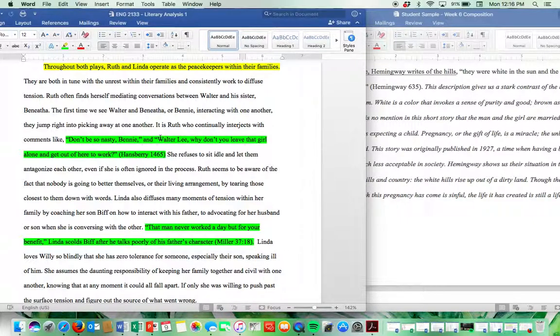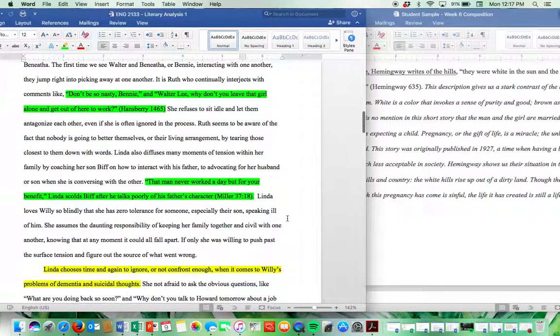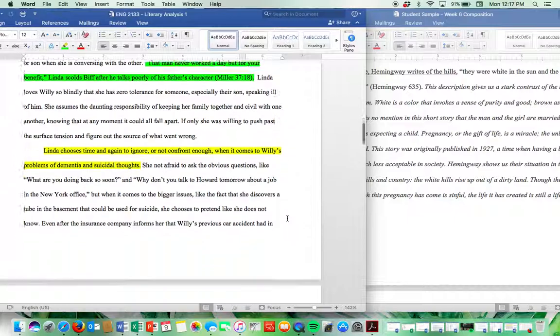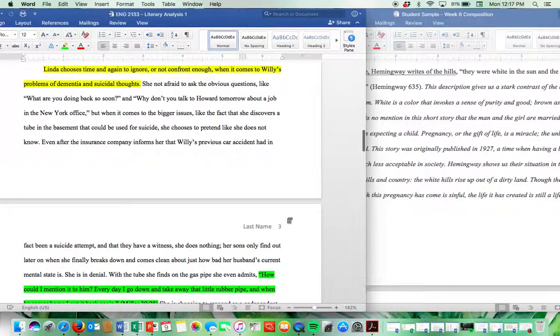So what I'm seeing here is a lot of interaction with the text. I'm seeing lots of quotes here. And do you see how she weaves in and out of these quotes, showing how they support her main point? So here we scroll down, and we've got our second point here.